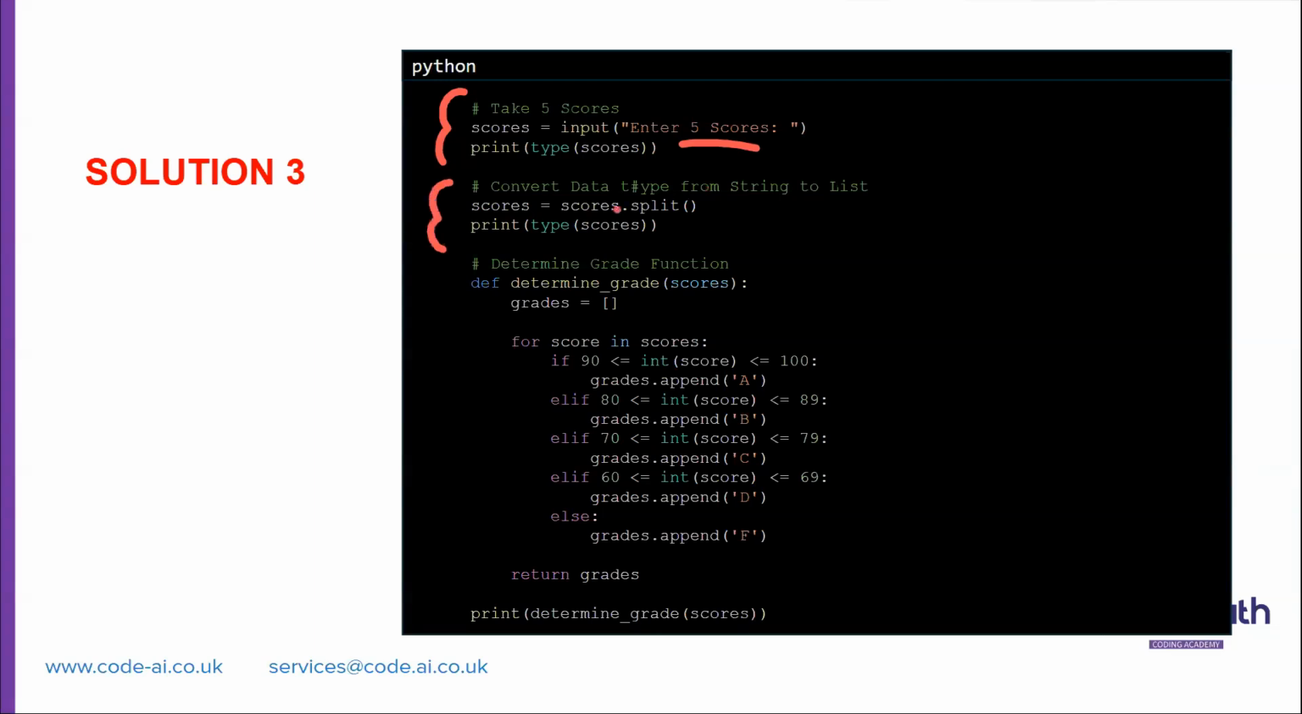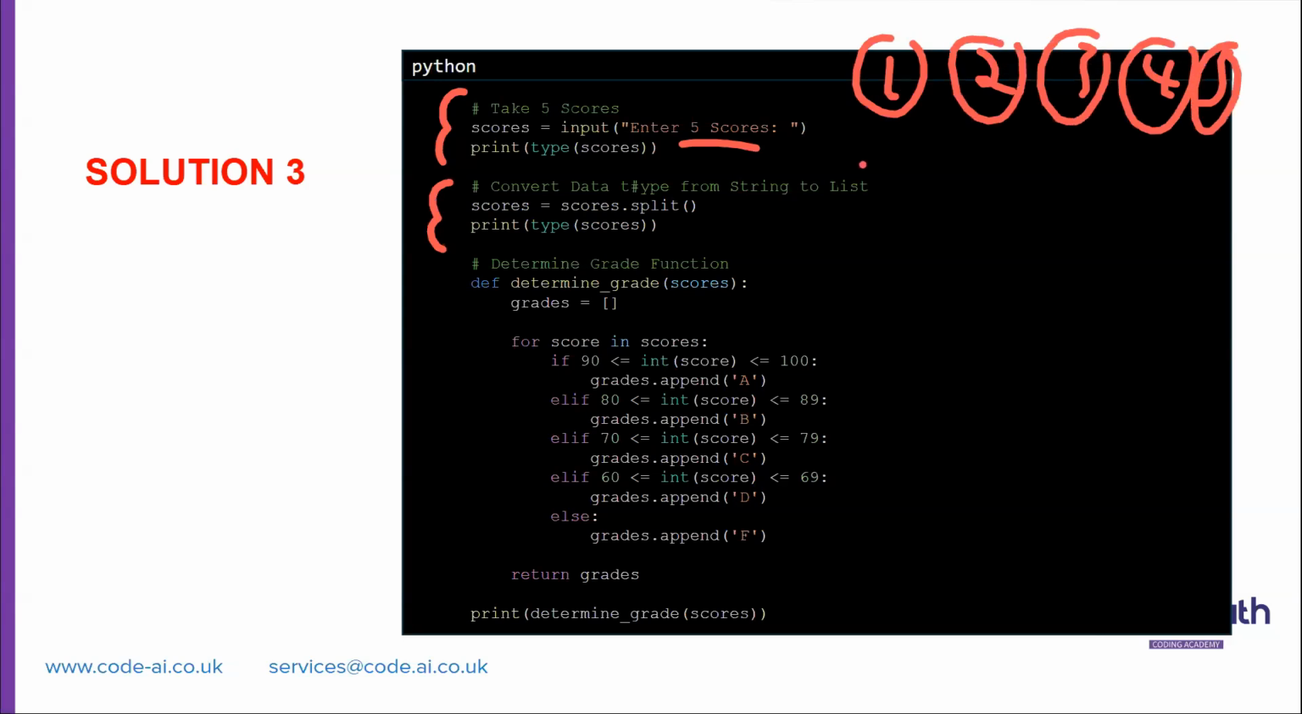This part here splits those numbers. So let's write them again. Let's say 1, 2, 3, 4, 5. This part over here breaks those numbers down, separates them. And so they are now ready to be analyzed.